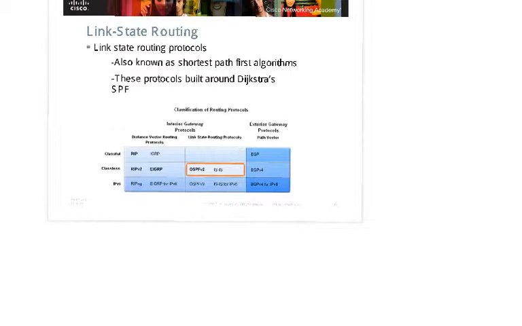The link state routing protocols, which are known as shortest path first algorithms, are based on what we call the Dijkstra algorithm. And the Dijkstra algorithm is fundamentally different from the algorithm we use for distance vector. For distance vector routing protocols, we use an algorithm which is called, does anyone remember? It's called the Bellman-Ford algorithm.